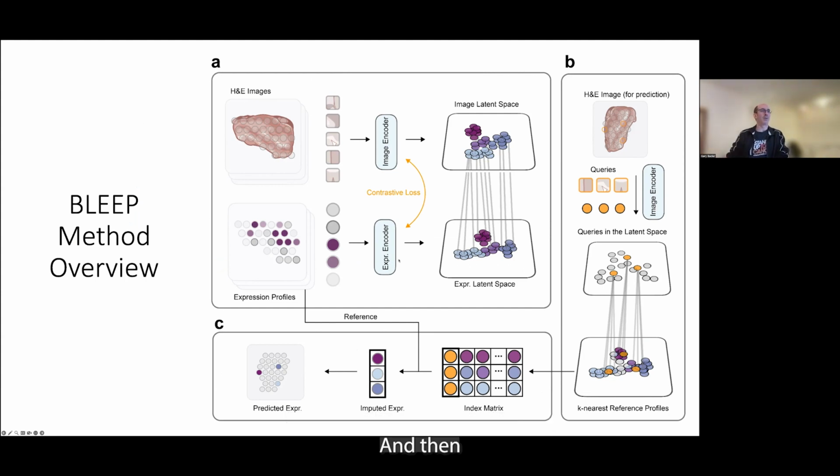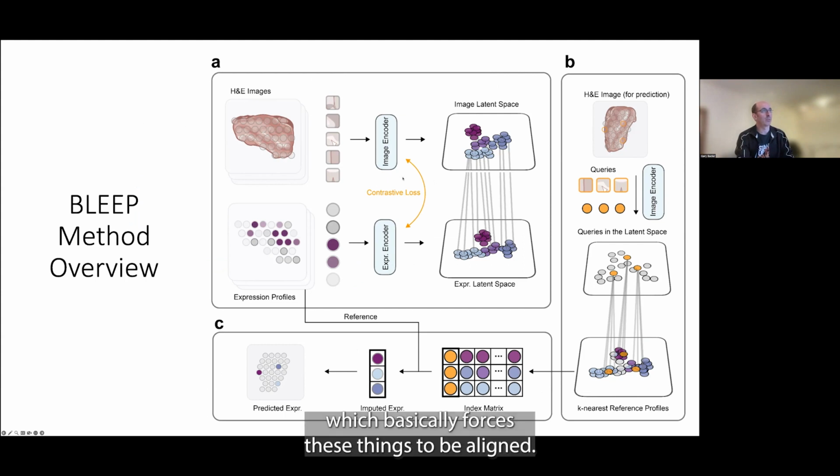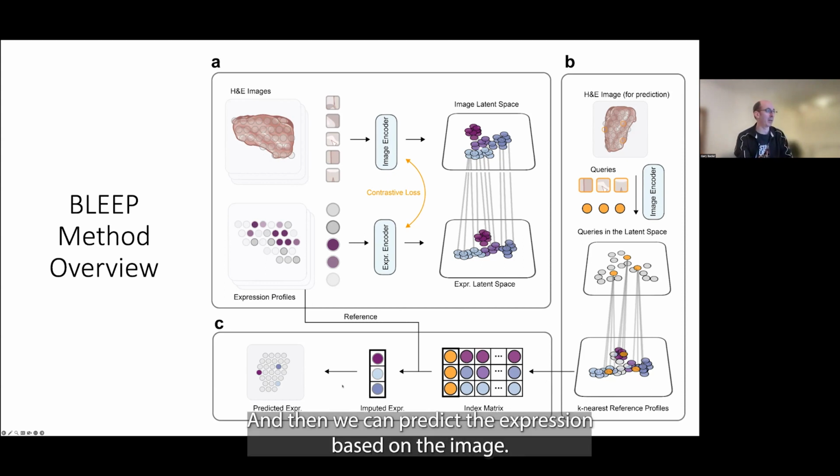And then we use a contrastive loss, which basically forces these things to be aligned. And then once it's finished learning, we can take an image and convert the image to the latent space, convert the image latent space to the transcriptome latent space, and then go back out to the gene expression space by going backwards. And then we can predict the expression based on the image.